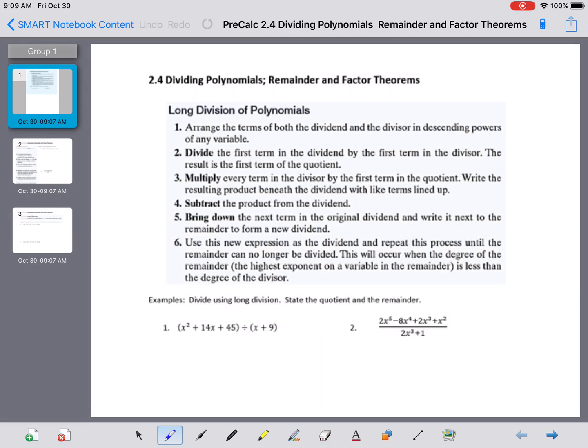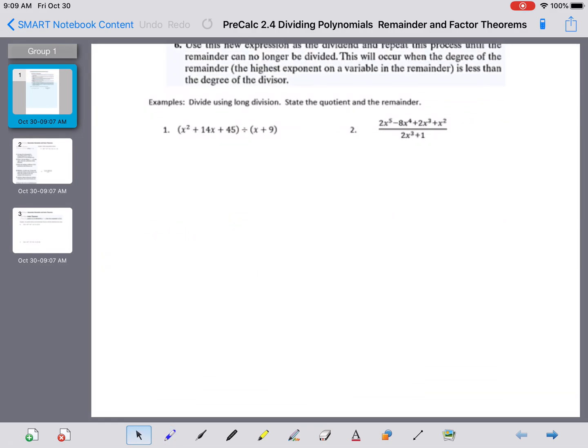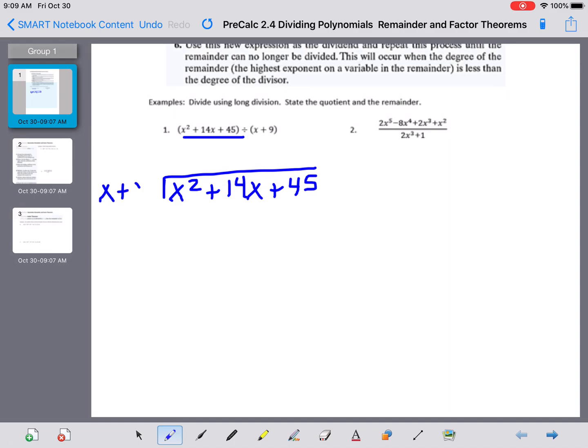So these steps are here. I'm going to be honest, watching me walk through it is hopefully a little more helpful than just trying to read these steps, okay? So let me move my paper and let's get started. So long division, just what we think it is. We have the first number is always underneath my division. X squared is the highest power, 14x is the second highest down to my constant, and I'm going to divide by this x plus 9 on the outside.